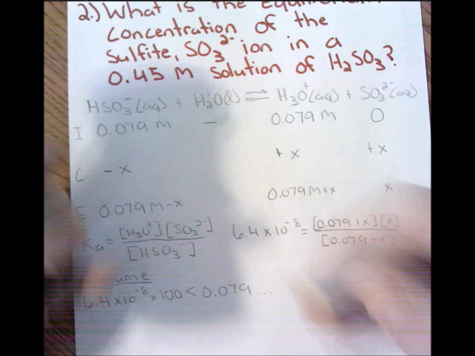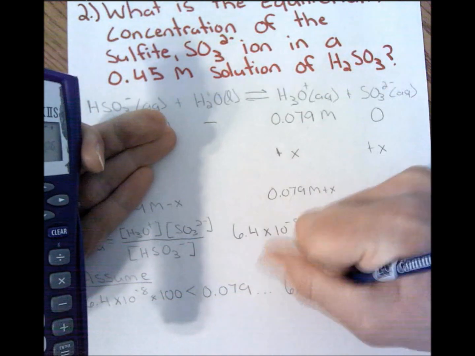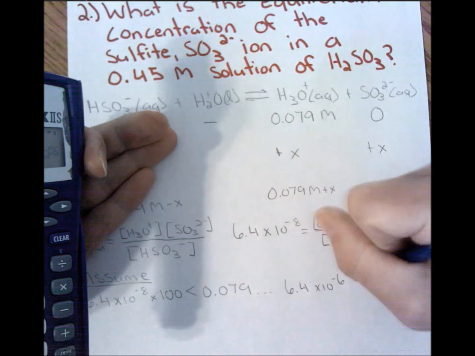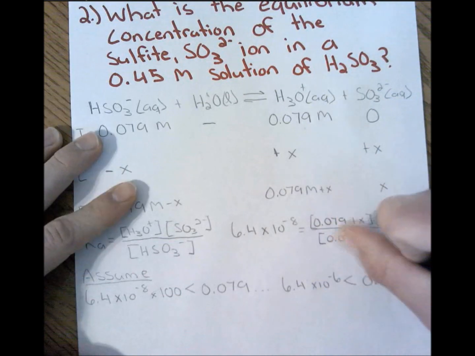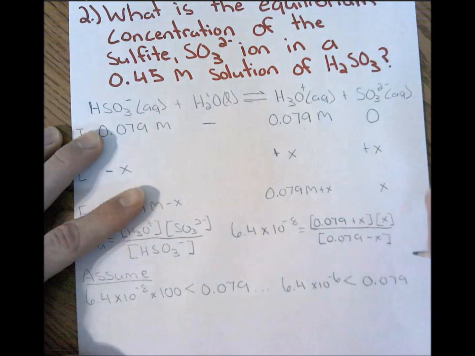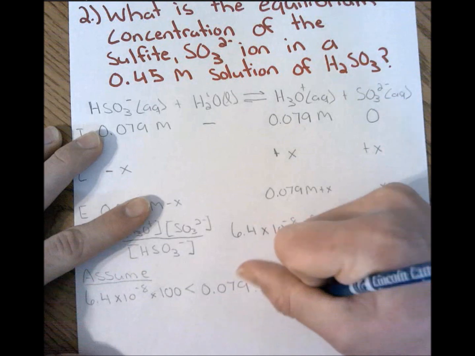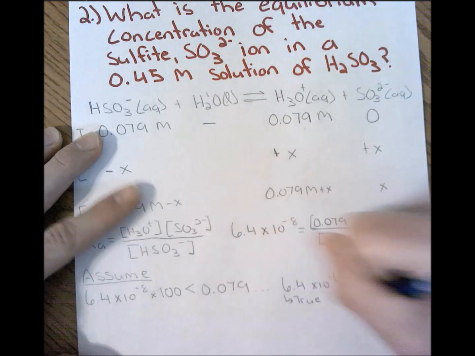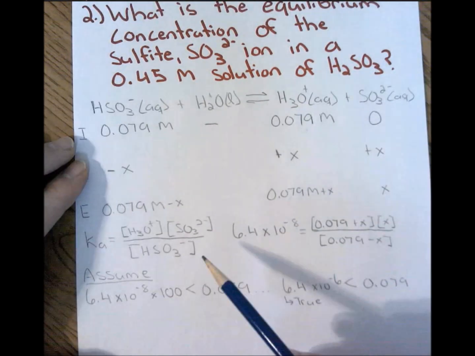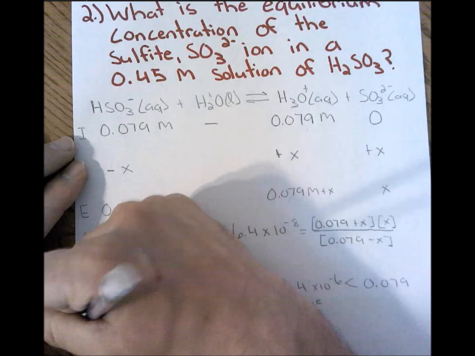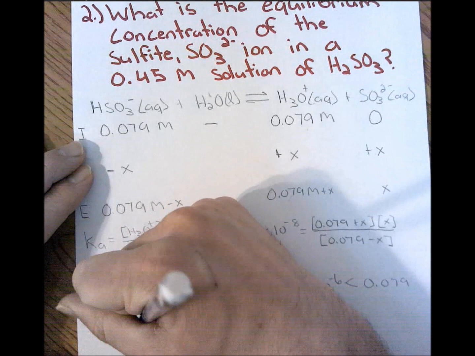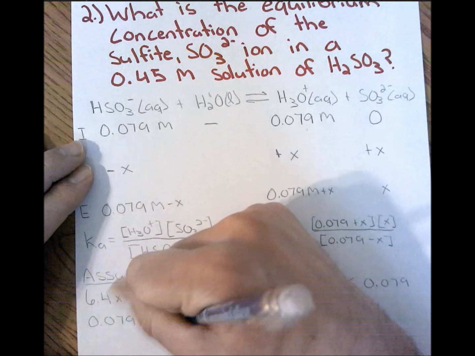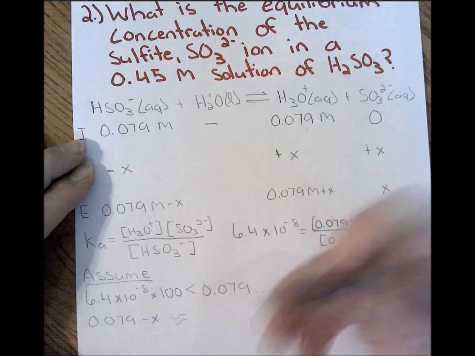We can actually make two assumptions here, and that's because we have a plus and minus X. So we can assume 0.079 minus X is close enough, or X is too small. So we just end up with 0.079, and then 0.079 plus X, same assumption. We can just assume that, hey, that is virtually 0.079.